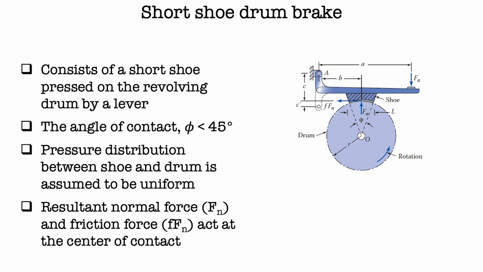We move on to short shoe drum brake. This brake consists of a short shoe pressed on the revolving drum by a lever. The angle of contact is less than 45 degrees. Pressure distribution at the contact area, which is between shoe and drum, is assumed to be uniform. Hence, the resultant normal force and friction force act at the center of contact.